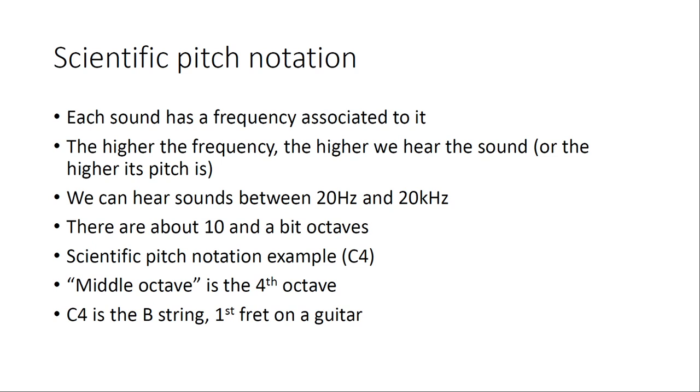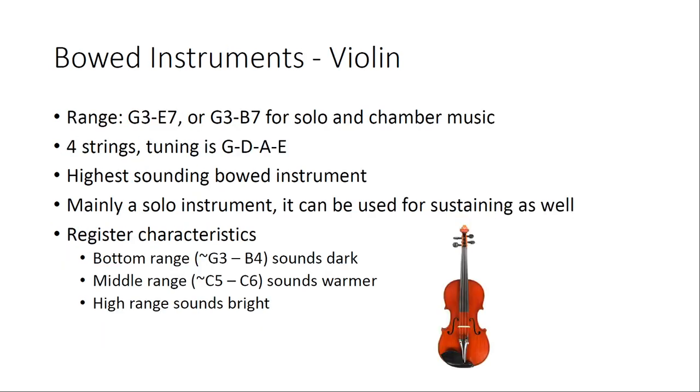So basically, the scientific pitch is obtained by taking a note name and putting the octave number next to it. As you can see here, we have C4 as an example. Okay, and now that we have this going, we can start off with the first section of orchestral instruments, and that is the bowed instruments.